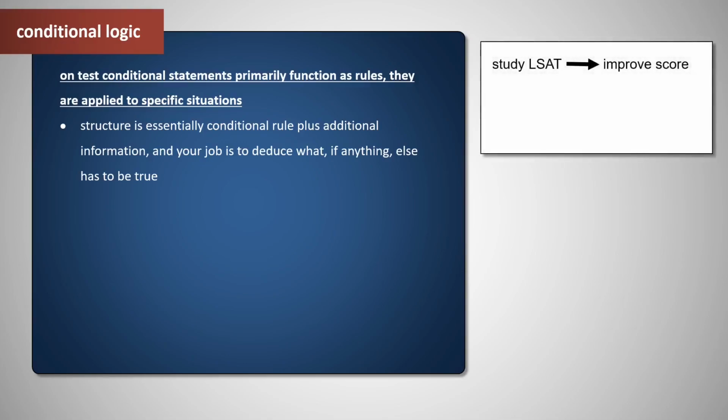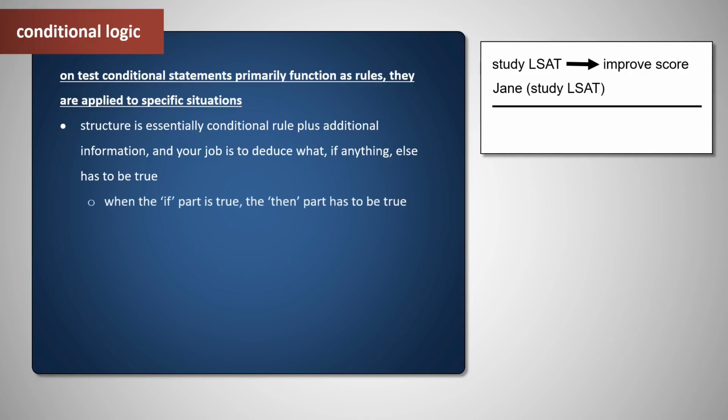So for example, we have the statement we've been working with, that if you study for the LSAT, then you're going to improve your score. And then we're also told that Jane is studying for the LSAT. So if we're told that if you study for the LSAT, then you're going to improve your score, and we're additionally told that Jane is studying for the LSAT, this is a common way in which this works. What we're generally going to have to figure out here is, okay, what else has to be the case?